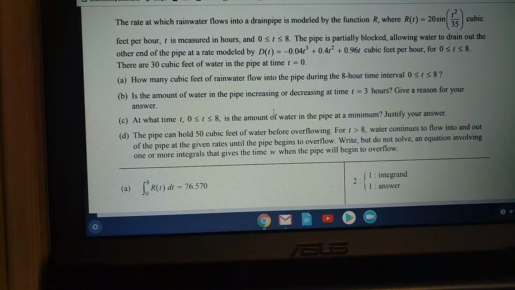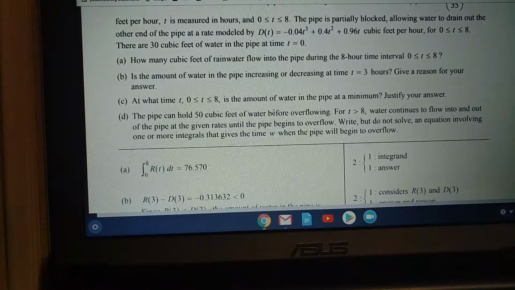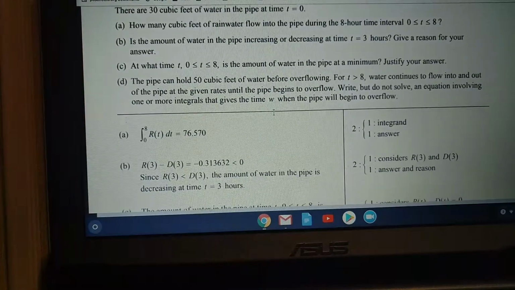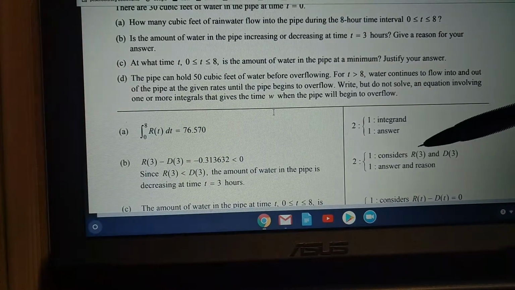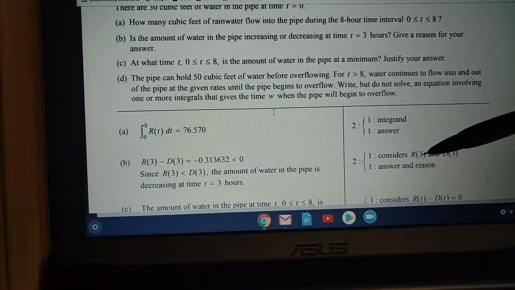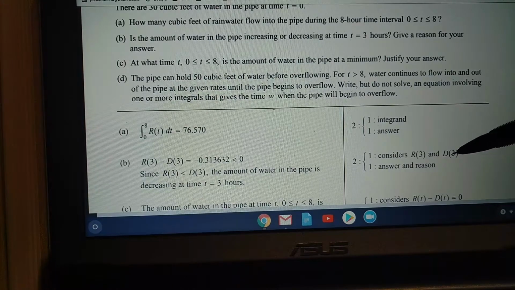Okay, number 2. It asks if the water is increasing or decreasing at the time of 3 hours. So you first have to understand that what you need to do is compare the rate that it's coming in at time 3 with the rate that is going out at time 3. So if you consider both of those rates at time 3, you get 1 point. That's a pretty soft point.